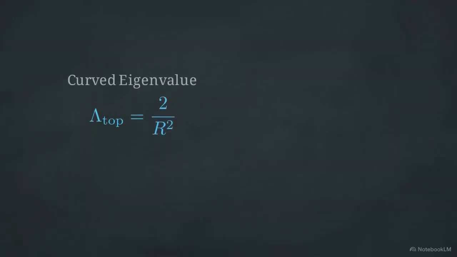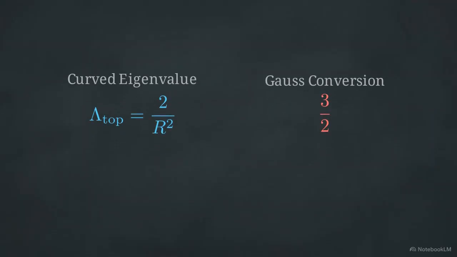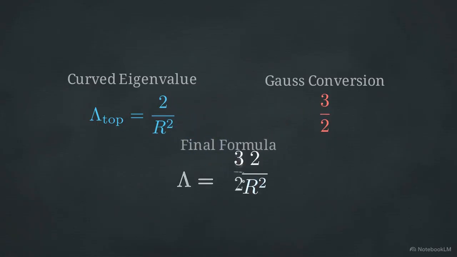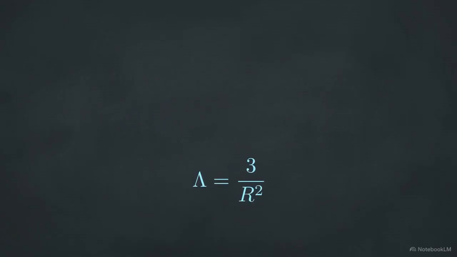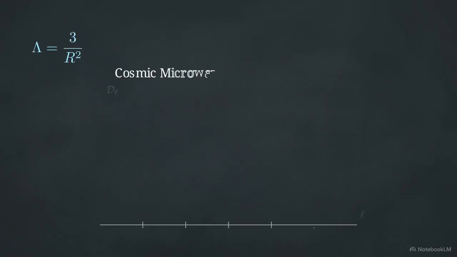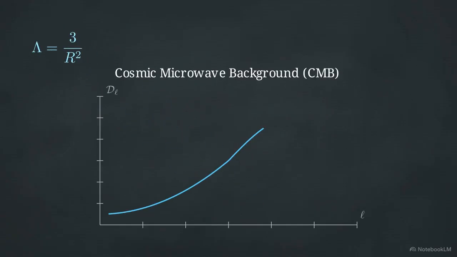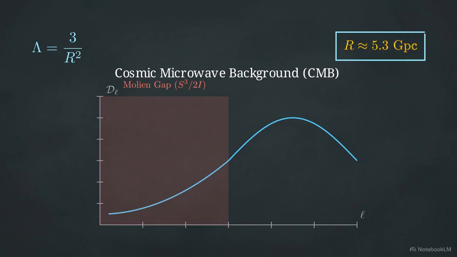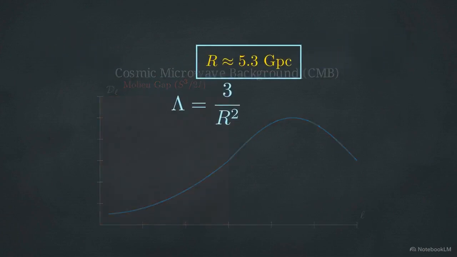Combining these factors, the curved eigenvalue of 2 over r squared and the Gauss conversion of 3 over 2 yields the final formula, lambda equals 3 over r squared. The single variable, r, is physically constrained by the Molian gap in the cosmic microwave stochastic, independent of any measurement of lambda. That independent measurement sets r at approximately 5.3 gigaparsecs.